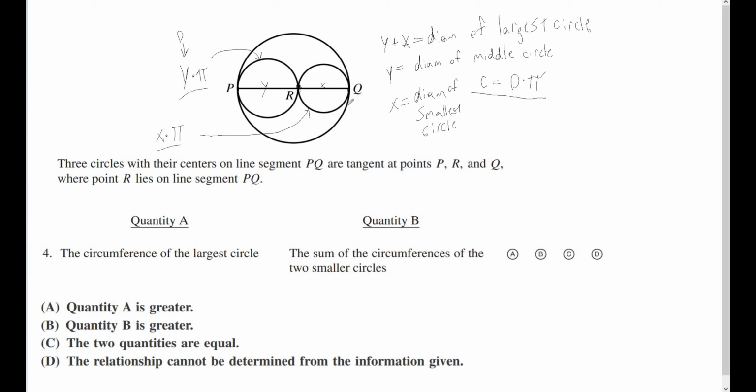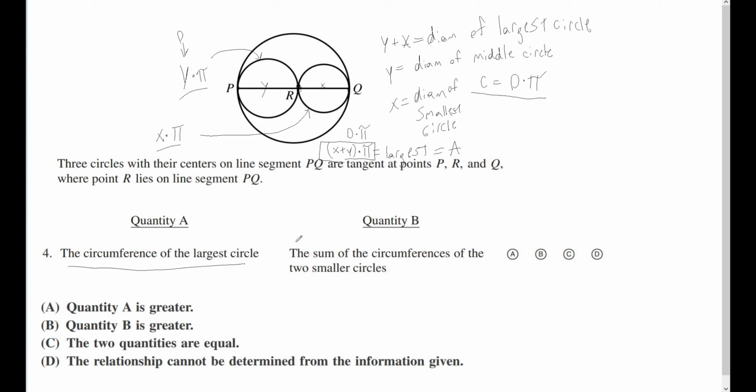Now, the circumference of the largest circle is going to also be diameter times pi, but diameter is this entire line, which is x plus y. So that is going to be equal to x plus y, in parentheses, times pi. So this is the diameter of the largest. I'm sorry, that's the circumference of the largest. So that is going to be quantity A.